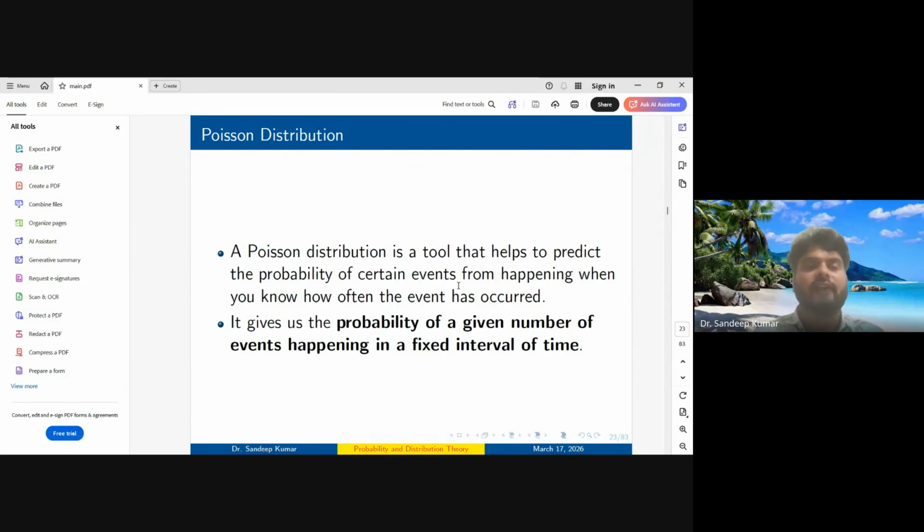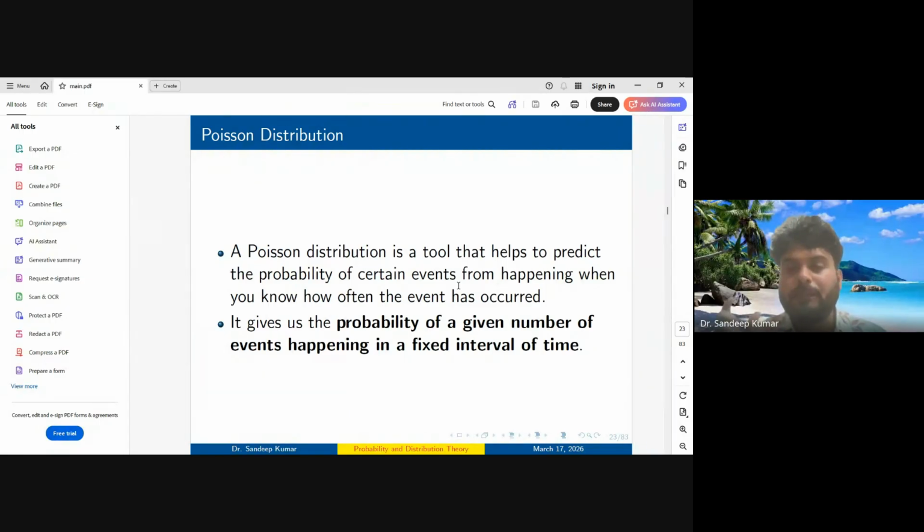Okay. Now I will discuss the Poisson distribution, which plays a very important role in your daily life. A Poisson distribution is a tool that helps to predict the probability of certain events happening when you know how often the event has occurred. Nowadays there is an LPG cylinder crisis, so a large number of Indian citizens are in very long queues to get a gas cylinder. So this is the number of certain events in a particular time.